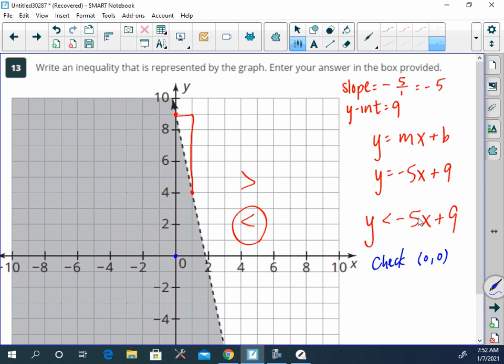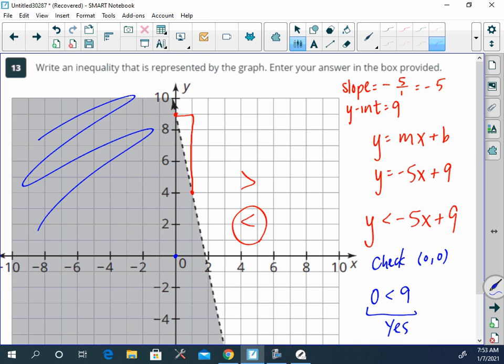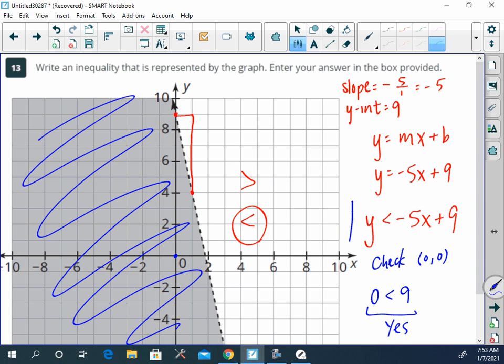So when I'm checking 0, 0, I plug 0 in for the y, and I plug 0 in for x, which makes this go away, negative 5 times 0 plus 9. So 0 less than 9, this is a yes. So that means it should be shaded on this side if my inequality is true, which is what it is. So then this would be my answer.